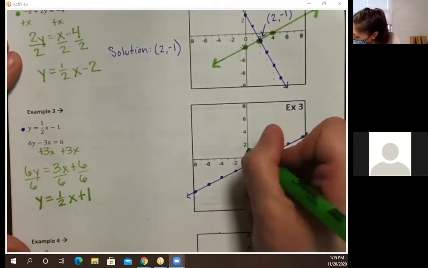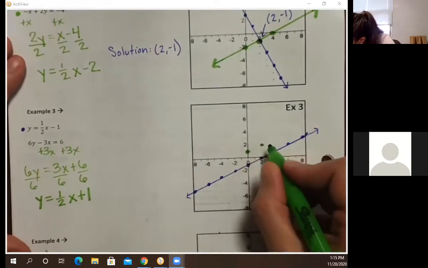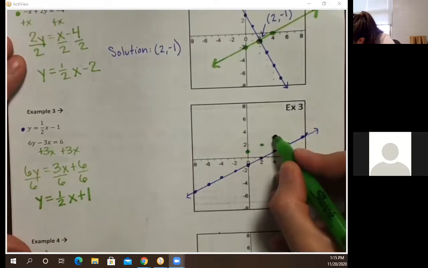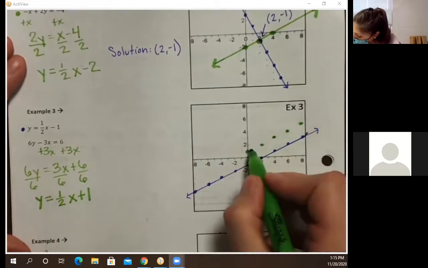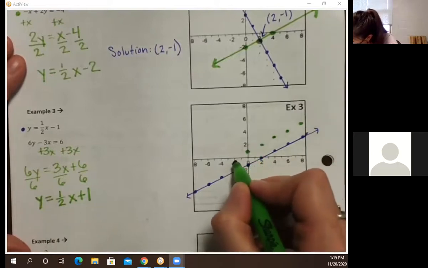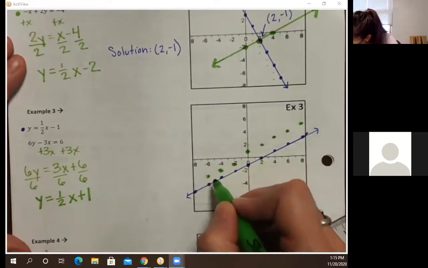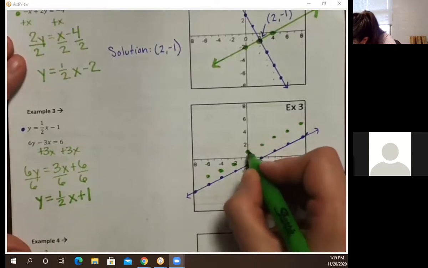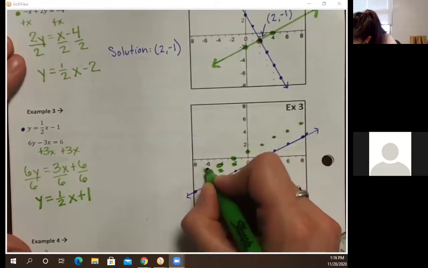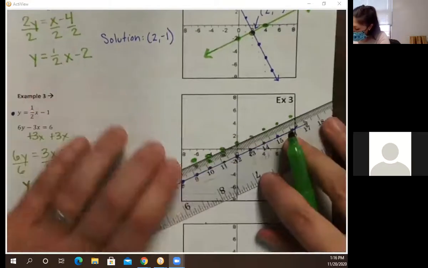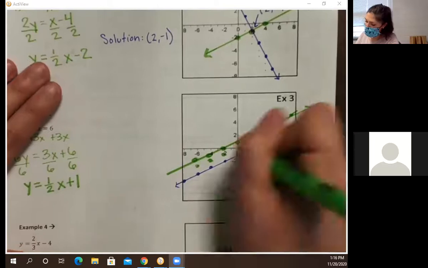I can plot my y-intercept at +1, and my slope is 1/2. So I'm going to go up 1, forward 2, up 1, forward 2, up 1, forward 2, up 1, forward 2, and down 1, back 2, down 1, back 2, down 1, back 2. Oops, I'm up here a little bit. Down 1, back 2. There we go. There's our green line.